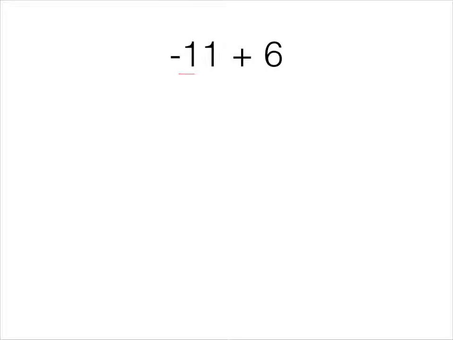Same thing. I have negative 11 guys. So I have 1, 2, 3, 4, 5, 6, 7, 8, 9, 10, 11. And then I have 6 positive guys, 1, 2, 3, 4, 5, 6. If I were to group these, 6 would go with these 6.